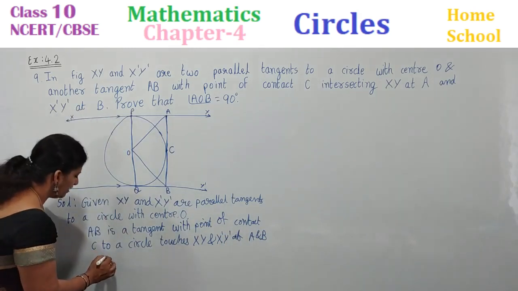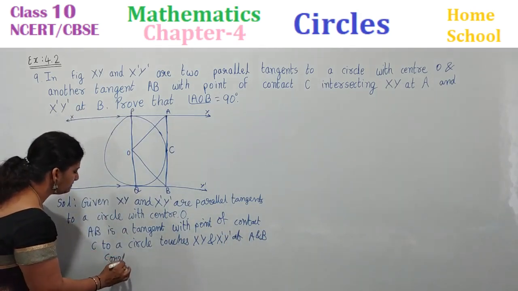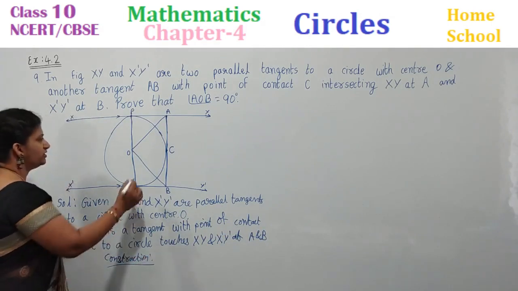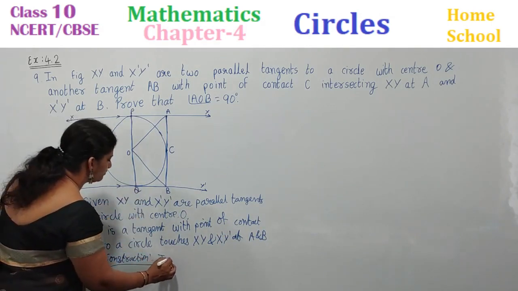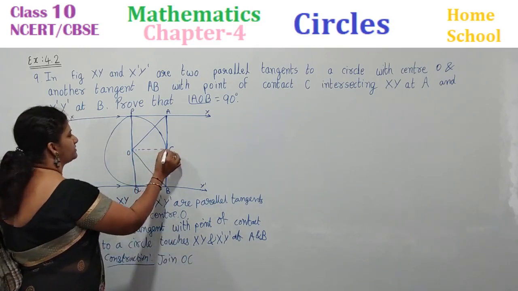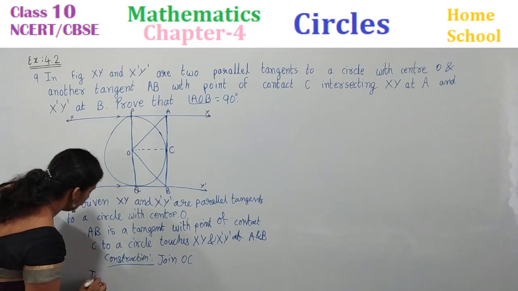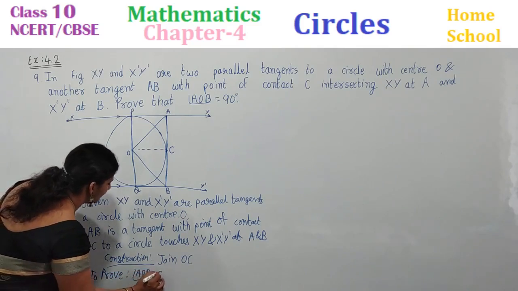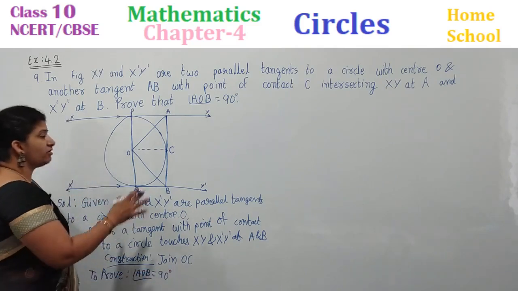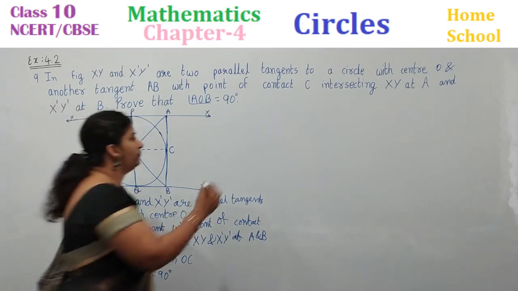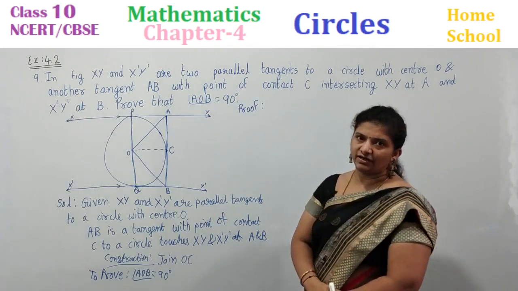Right? Now I am going to do a construction here. What is the construction we do here? Join OC. Next, to prove: what we need to prove here? Angle AOB is equal to 90 degrees. So these are all the given data in the problem. Let us start our proof. How can we start our proof?